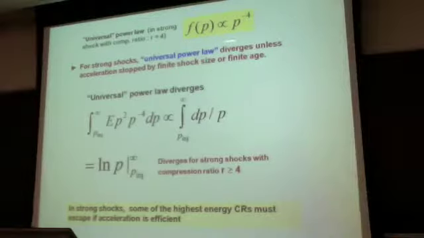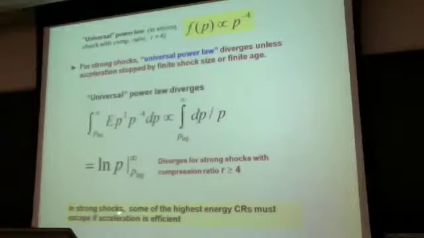Okay, so I talked about this universal power law, which comes out of this shock acceleration process. And this is it right here. But there's one problem with this, and that is that if you try to integrate this all the way up to infinity, you find that this power law diverges. It diverges for strong shocks. What this means is that somehow you have to stop this process. You have to stop it by losing particles, or you have a finite age, or whatever.